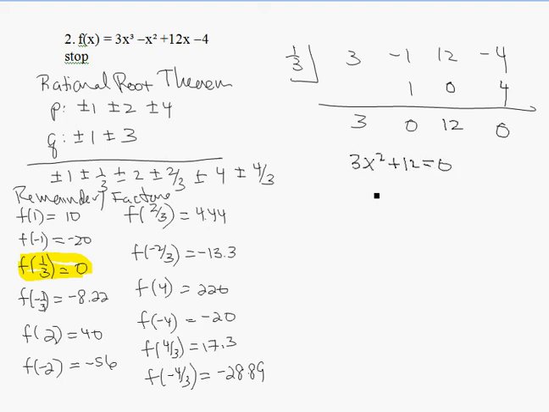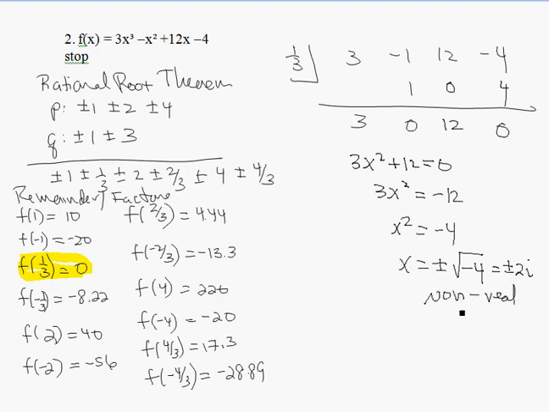Since there's only 2 terms, I can just solve this like a linear. And I can isolate the variable. So this is -12, x squared equals -4, x equals plus or minus the square root of -4, which hopefully you know is plus or minus 2i. At this stage of the game, we're going to call it a non-real root, and we're going to call 1/3 a rational root.